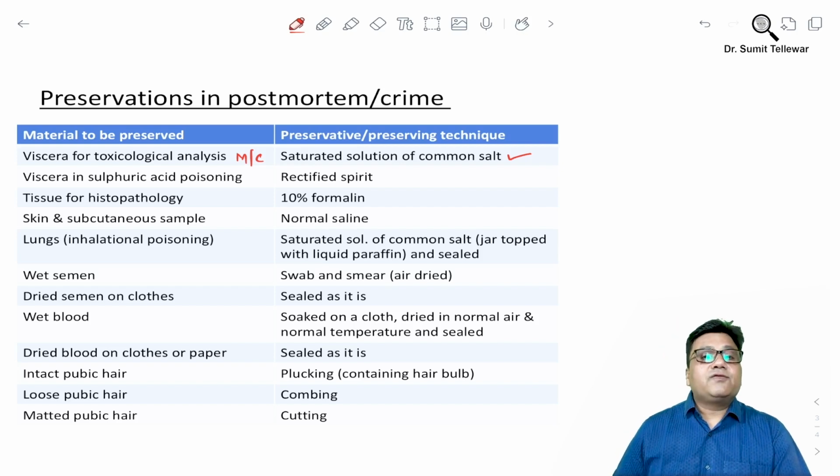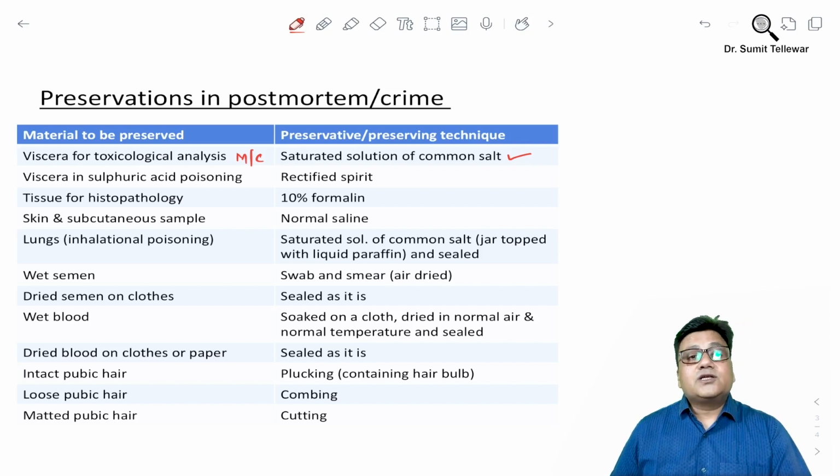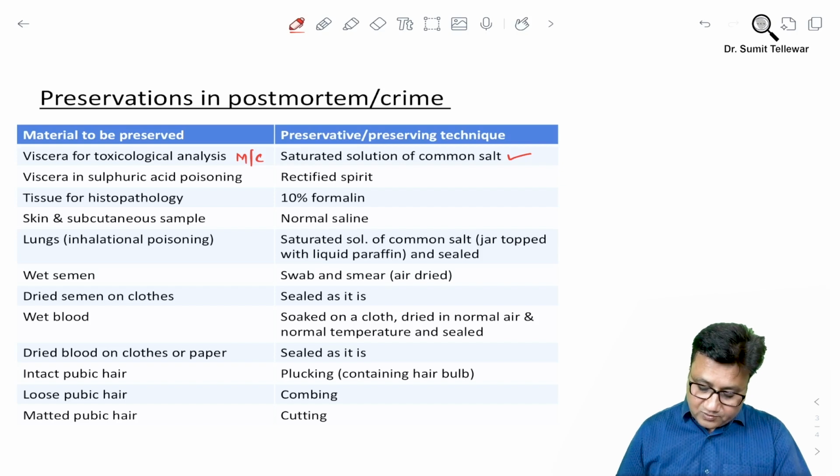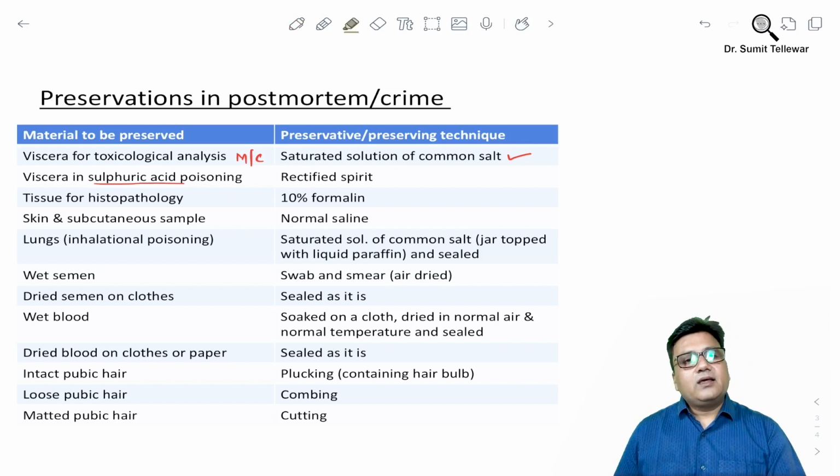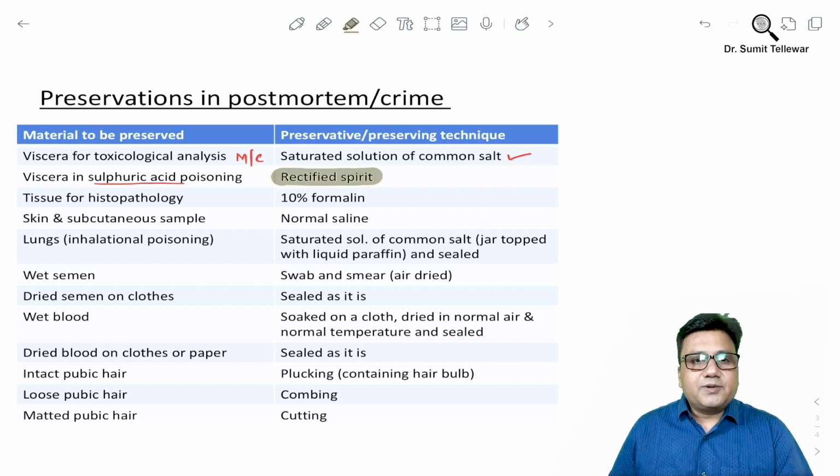Second is, what if the viscera has to be preserved in a dead body who has consumed sulfuric acid? So viscera needs to be preserved, but here the compound allegedly is sulfuric acid. In this case there is a variation. Now we do not preserve the viscera in saturated solution of common salt, rather we preserve it in rectified spirit.